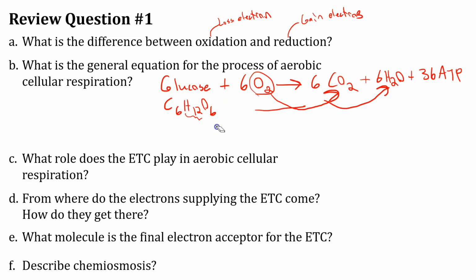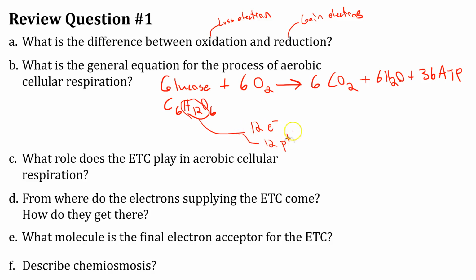Okay, so here's what's really going on. You are taking the hydrogens. I've already done this a few times. You're breaking them into 12 electrons and 12 protons. The electrons get delivered to the electron transport chain. The way that they are delivered is they ride on molecules called NADH or perhaps FADH2, but generally NADH. That's how they're getting to the electron transport chain.